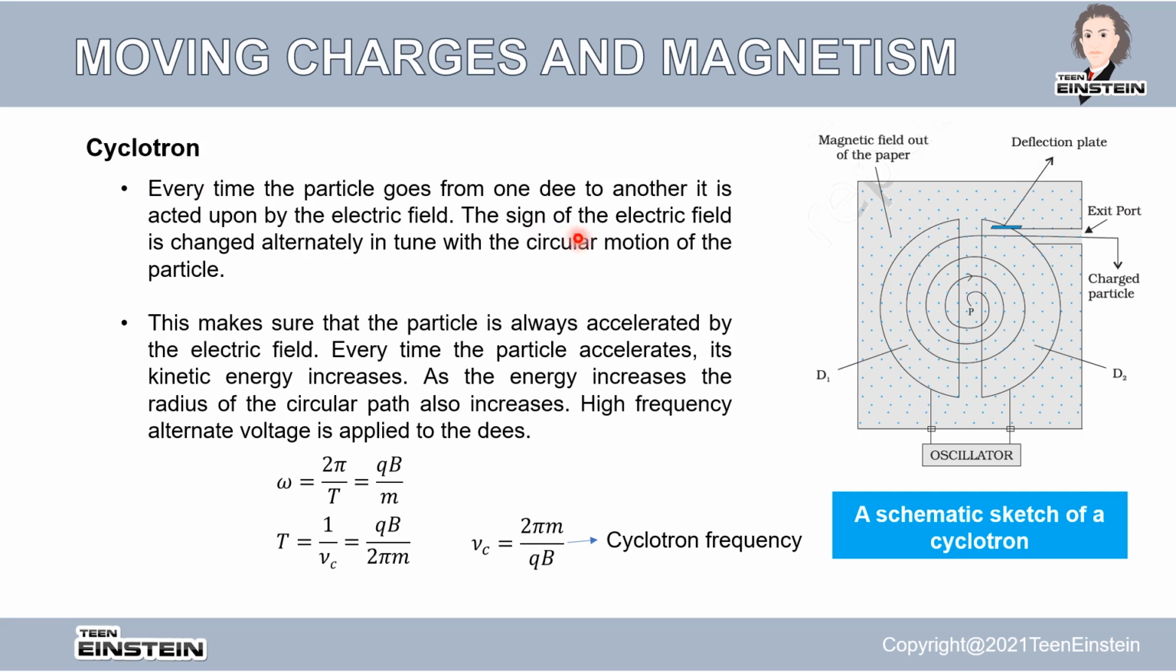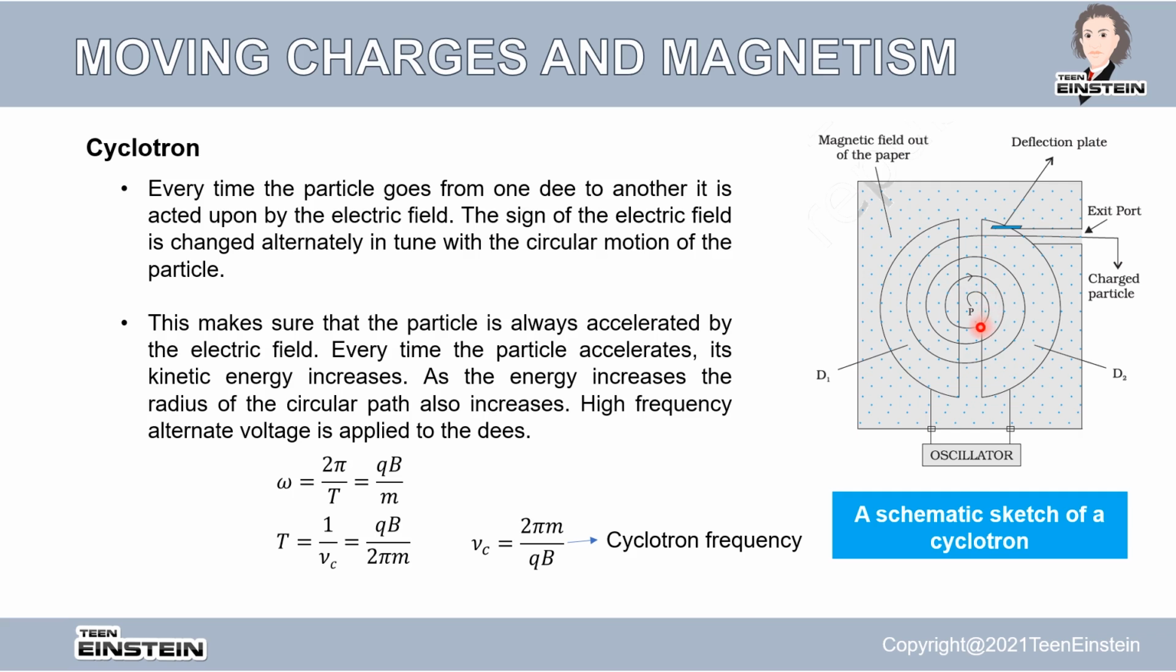Every time the particle goes from one D to another, it is acted upon by the electric field. The sign of the electric field is changed alternately in tune with the circular motion of the particle. So let's say the particle starts from the center, and the right hand side D has a positive or a negative potential depending on the charge of the particle. Let's say that it attracts the particle or accelerates the particle towards the right hand side. When it comes inside this metal, then the electric field is not affecting the particle anymore. So it makes a circular motion because of the magnetic field.